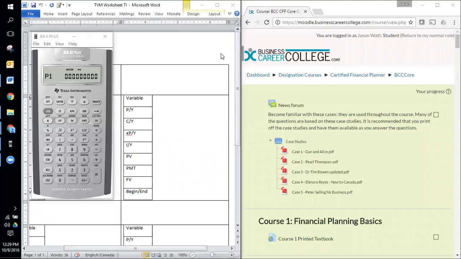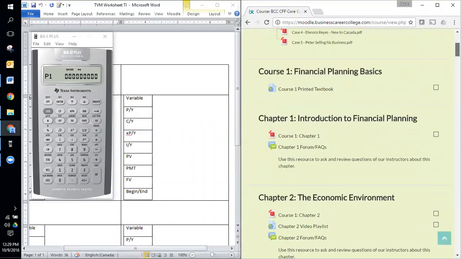In this video, we're going to have a look at how to use the financial calculator. Now, some of you will be very comfortable with this, and I'm going to keep it fairly basic in this video. We are going to be using some resources that are only available on the Business Career College Moodle study site. However, it would be easy enough to duplicate what I'm going to show you here. There's nothing exclusive in terms of being able to use some information that's available here.